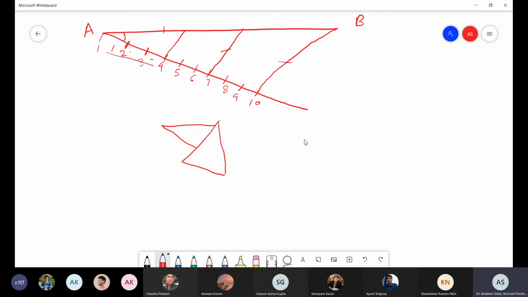Okay, let me think about it. Set square can also be used to draw parallel lines. I'll show you some images. Okay. Anyway, so let us go back to the presentation.